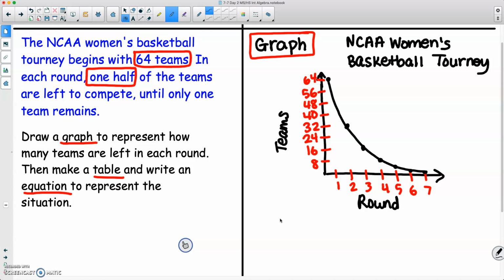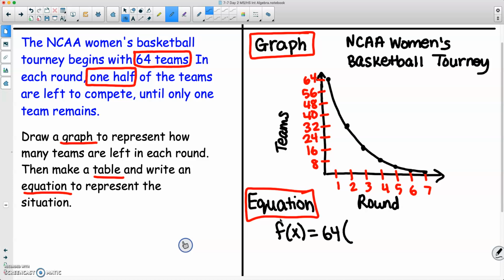And the next thing I'm going to do is write my equation. So for my equation, I started with f of x equals, my starting amount of teams was 64, and I was multiplying by 1/2 each time. So 64 times 1/2 to the power of x. And then I'll fit my table over here.